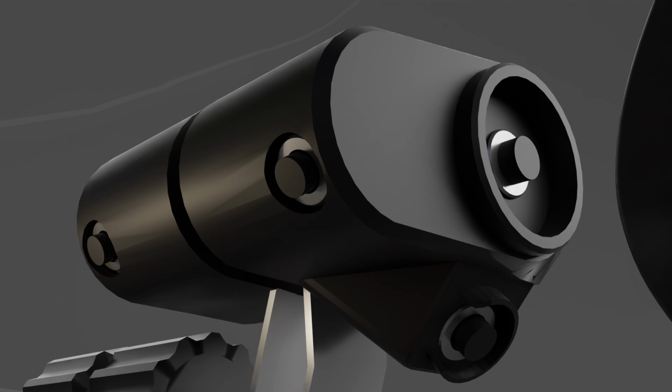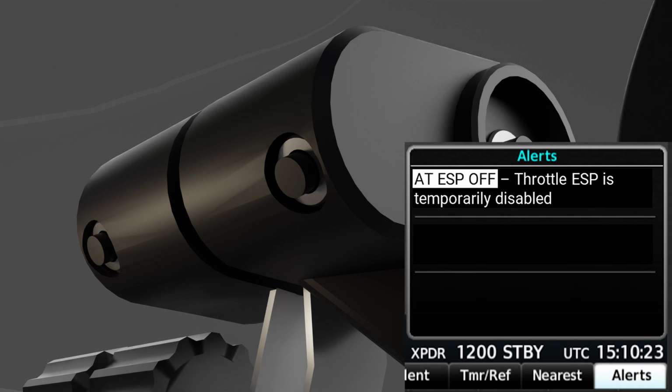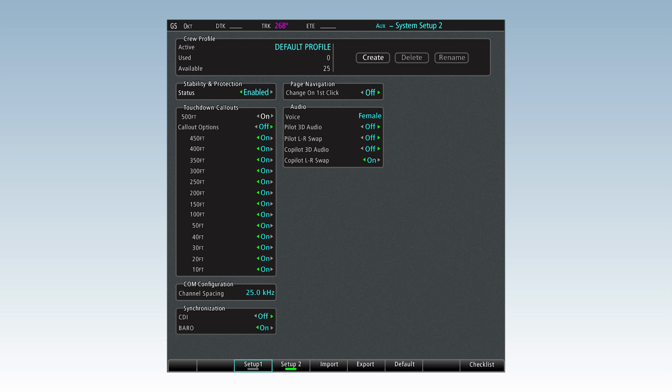To disable the autothrottle electronic stability protection, or ESP, press and hold the autothrottle disconnect button for 5 seconds. A confirmation message will pop up once the autothrottle ESP is disabled. The protections will be re-enabled when the autothrottle is re-engaged or power is cycled to the avionics. If both autopilot and autothrottle stability and protection are disabled through the system setup page on the MFD, they will be disabled until selected on again, or power is cycled to the avionics.